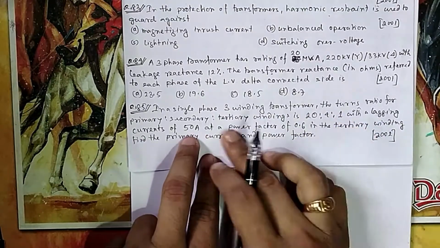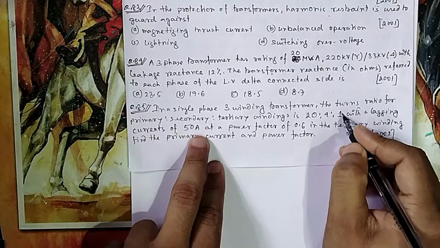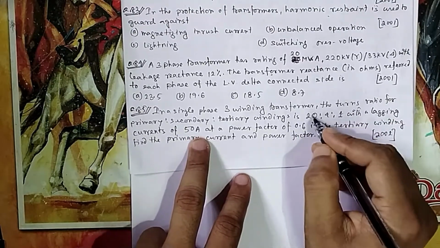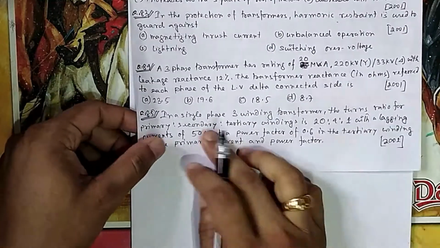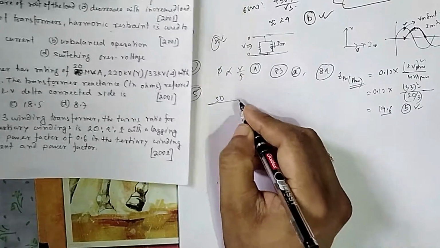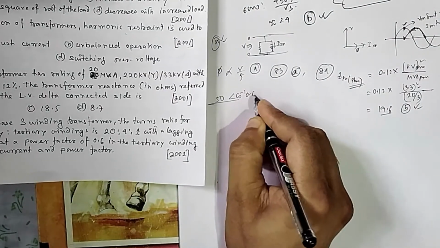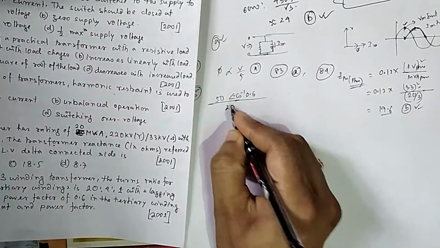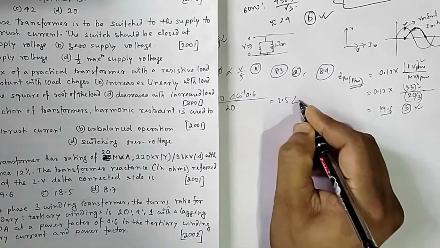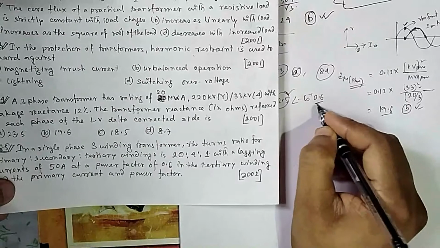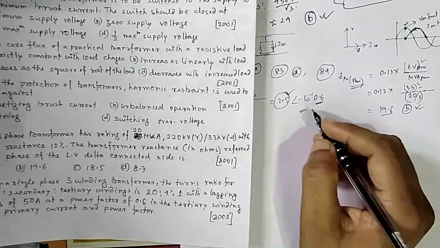But if this 50 ampere is given in the tertiary, then from this side to this side the voltage is increased, so current should get reduced. So current should be divided by 20. This same current will get reflected in the primary. So it will be 50 at an angle of minus cos inverse 0.6, because it is lagging, divided by 20. So it will be 2.5 at an angle of minus cos inverse 0.6. So the primary current will be 2.5 ampere, and the power factor is the same, 0.6 lagging. So that is your answer.